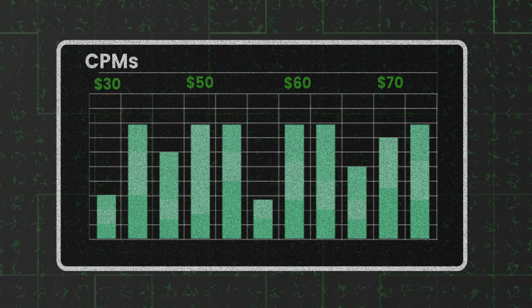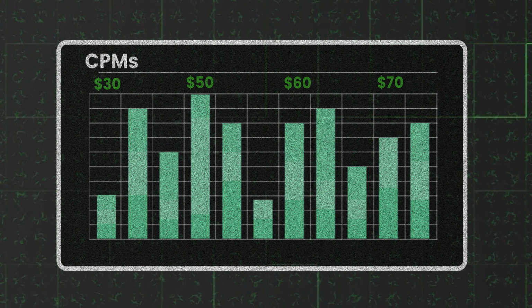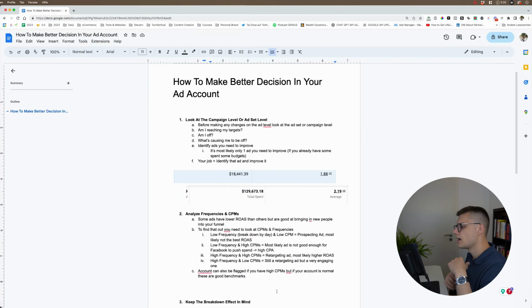But if you have CPMs which rise above $50, $60, $70, you probably have your ad account flagged, maybe you're using words which you shouldn't use, maybe your ad account scores low, then that's a different issue. But if your CPMs are normal, you should do a frequency and CPM analysis.